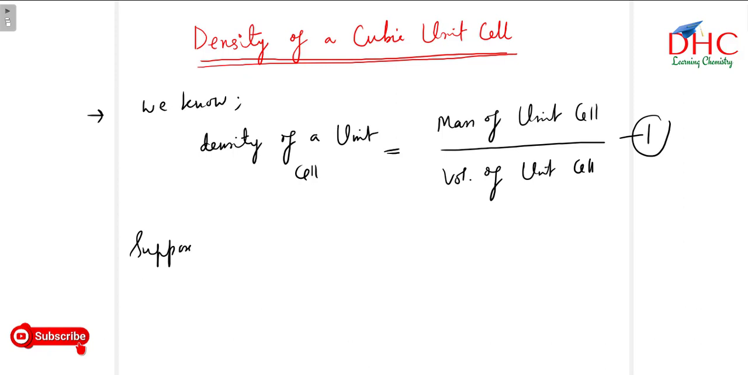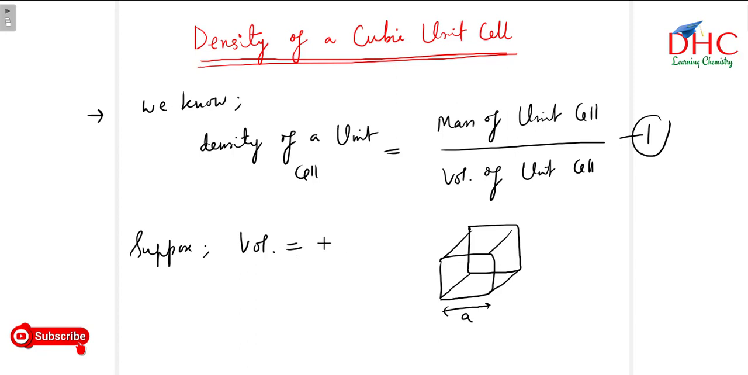Suppose we have a crystal, a unit cell, and suppose the edge length is taken as A. Then what is the volume of this unit cell? Volume will be equal to A cube, because length into breadth into height. Since the unit cell is cubic, all sides will be equal, hence volume will be equal to A cube. So volume of unit cell is equal to A cube, and now we are going to find the mass of unit cell.